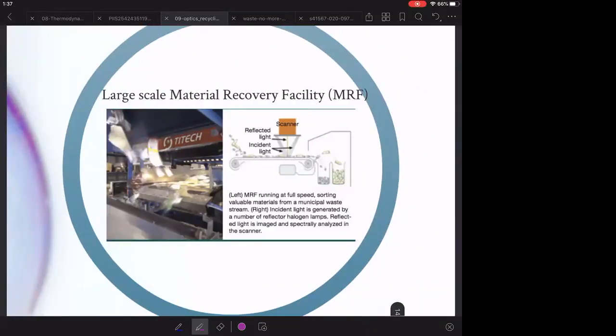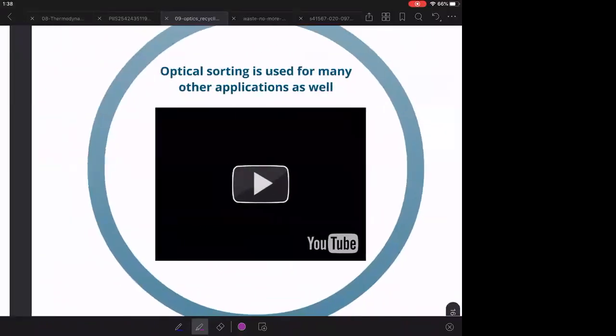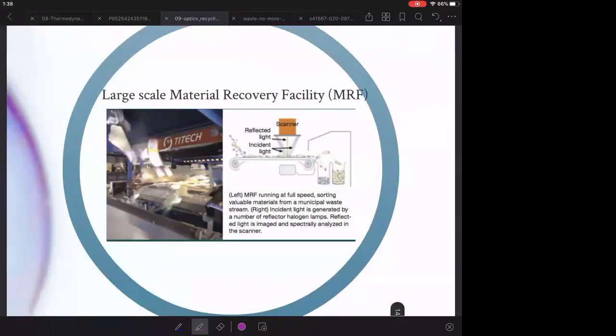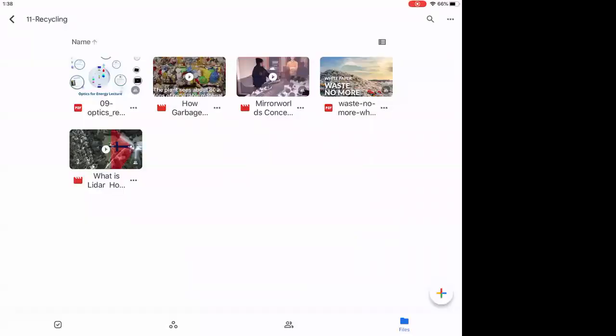So this is an example of what's called a material recovery facility, MRF. That's my last slide. Let's look at a couple of videos. First we'll start with the MRF. Again, the purpose of this particular lecture is for you to be aware of these technologies. So I'm going to play this.